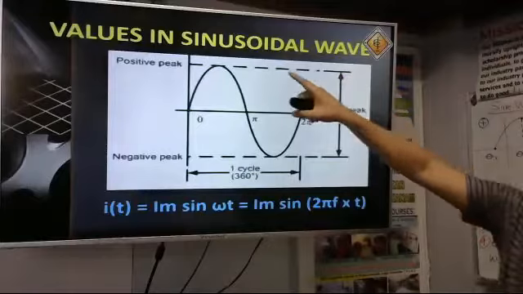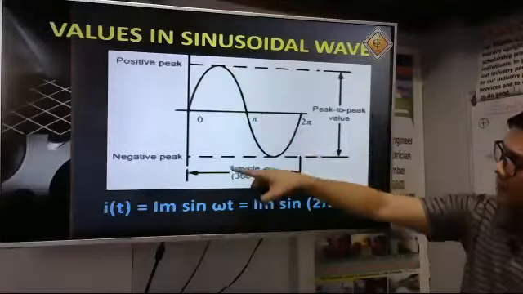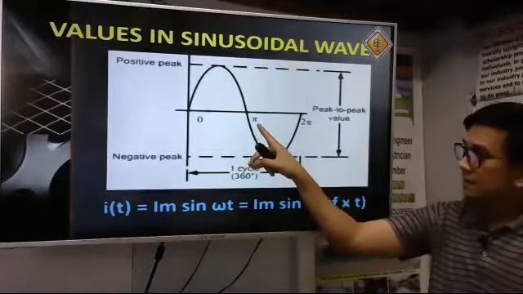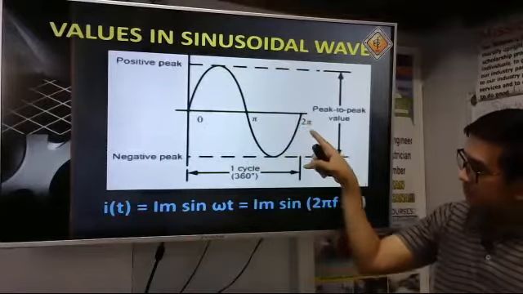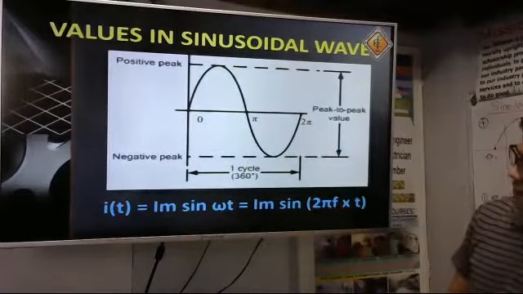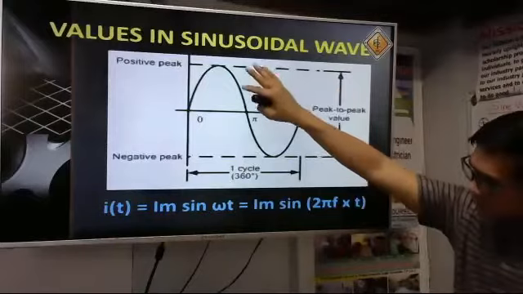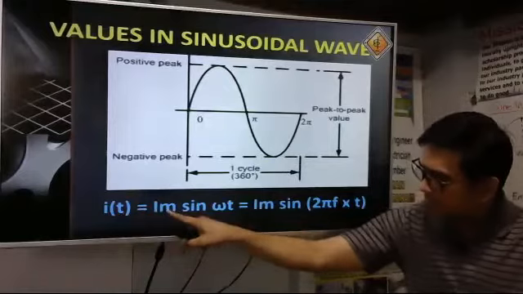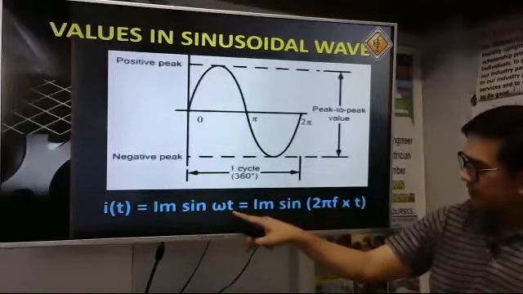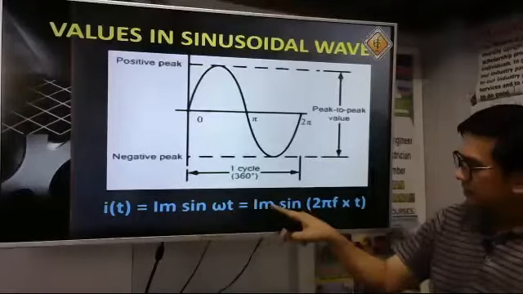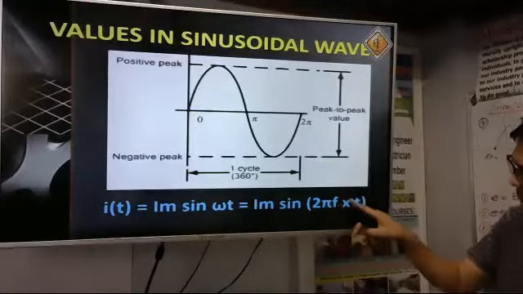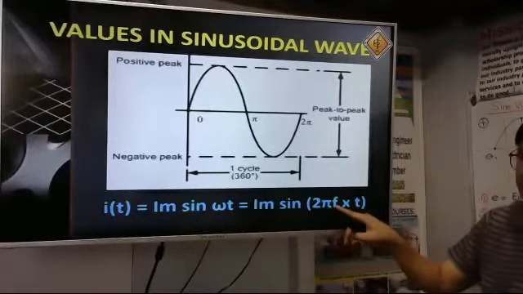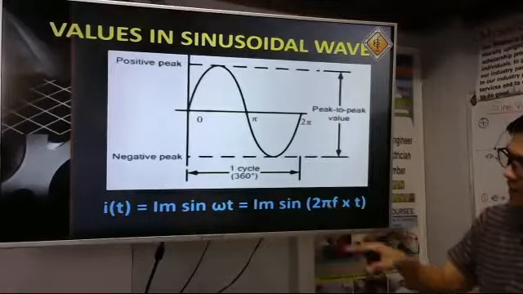Just like this one, we have the positive peak and the negative peak value. So you have here 0 to pi, meaning 180 degrees is pi radian. This is 2 pi, so that is 360. So how do we represent this? One of the representations is i of t equals I sub m sine omega t, or I sub m sine 2 pi f times t, because our omega here is equal to 2 pi f.